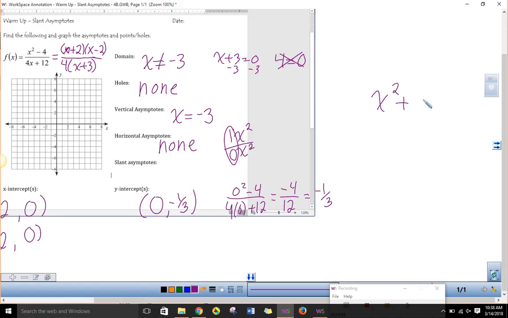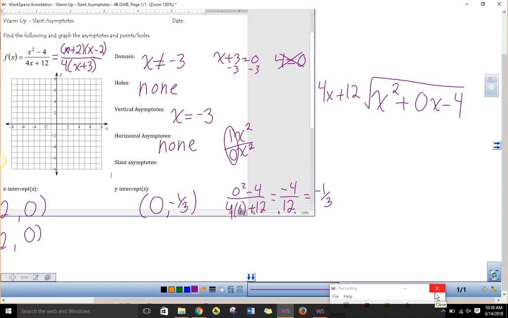Then why did I put a plus? What are you missing? 0. -4. Remember, when you do long division, you gotta have every spot. It's all about lining everything up very carefully. And outside of here we have 4x plus 12. Okay?